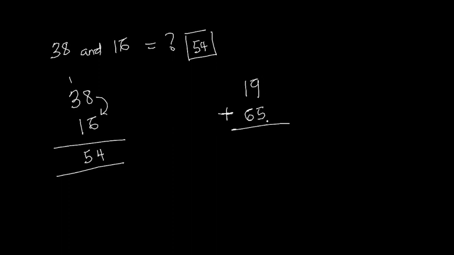So 9 plus 5 is equal to 14. As usual, I write my 4 and I carry the 1 and I move it to the second column over here. So it becomes 1 over here. So now it becomes 1 plus 1, which is 2, plus 6, which is now 8. So my final answer is 84.